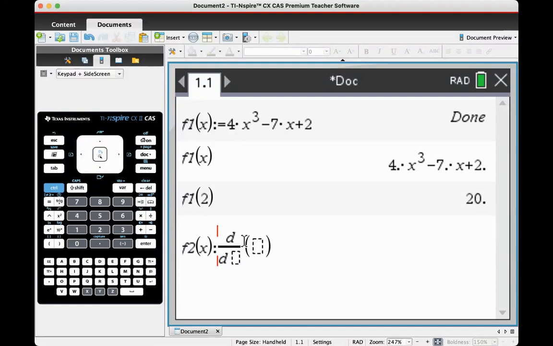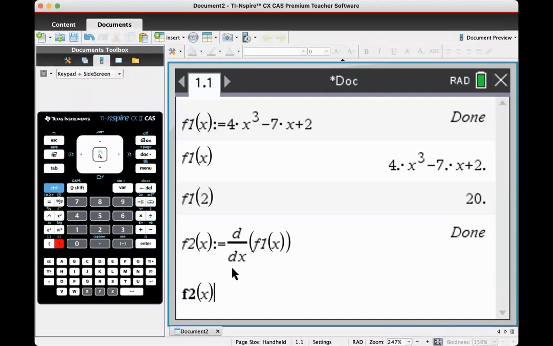Oops, I forgot my equal sign here. So it'll be colon equals. And then I'm differentiating with respect to x, put the x there. And what I'm differentiating is, you just put f1 of x there. I'm differentiating this function with respect to x, and that will give me the derivative. So f2 is now the derivative.